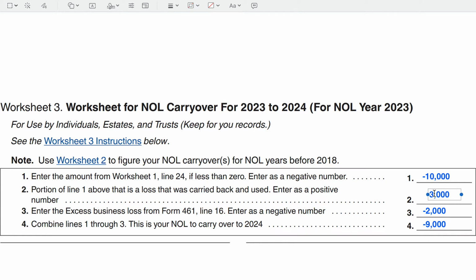And then the excess business loss from his Form 461, line 16, we'll enter that here as a negative number. So it's negative $2,000. And then we simply combine these three numbers. We come up with negative $9,000. And this will be the NOL that you carry over to the 2024 tax year.